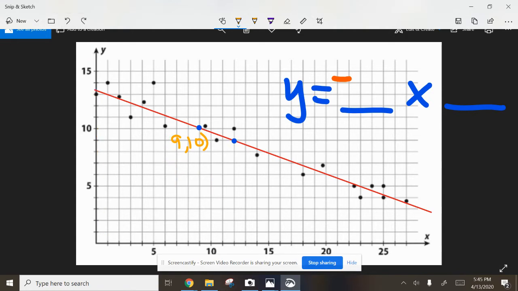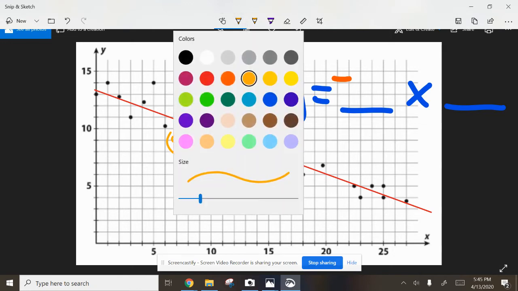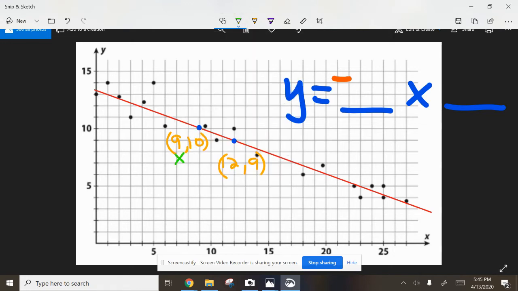Let me just delete that real quick. Now, what's the second point? Over 12, up 9. Now we're going to do the best we can to get an equation out of this. Am I going to do y minus y over x minus x? You're going to do that right now with the Edpuzzle. Try to solve. What is y minus y over x minus x going to be?